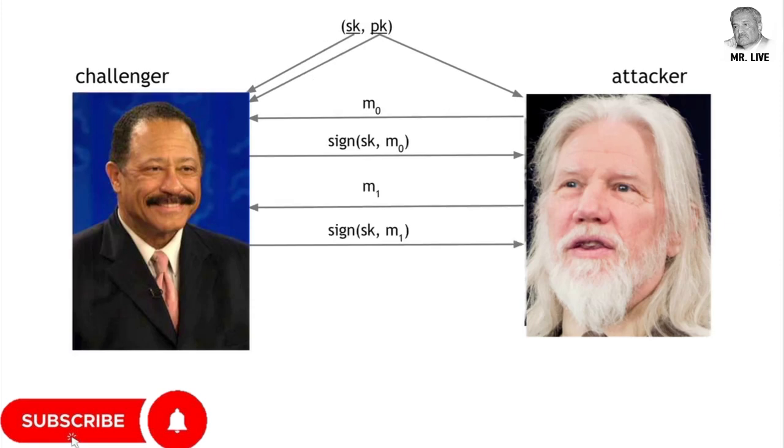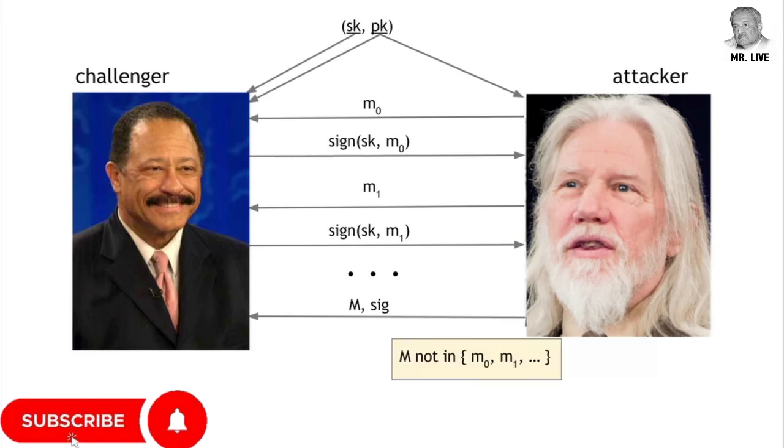The challenger will sign that. And we do that for as long as the attacker wants. The attacker can send over any sequence of messages he wants and get signatures on them. Once the attacker is satisfied that he's seen enough signatures, and we're going to let him see only a plausible number, then he's going to pick some message M that he wants to forge a signature on, and he's going to try to forge a signature.